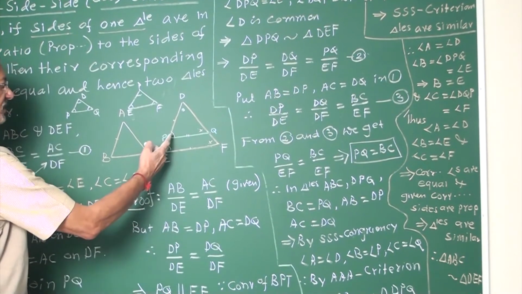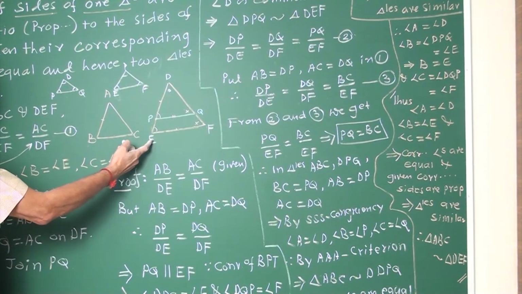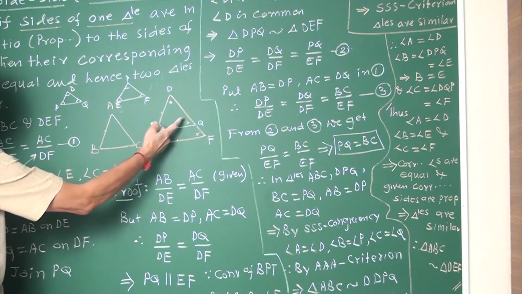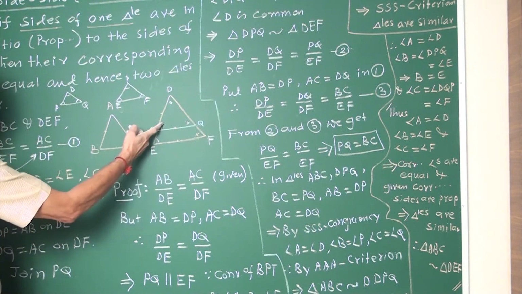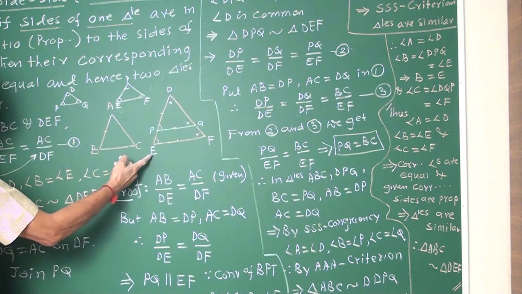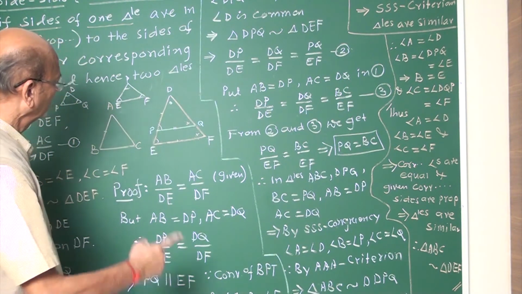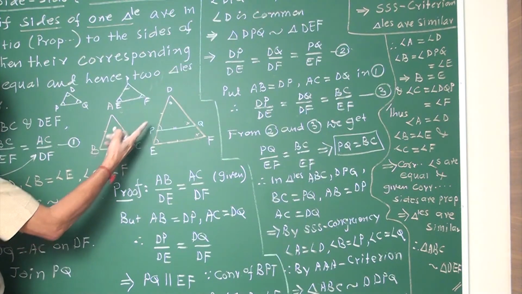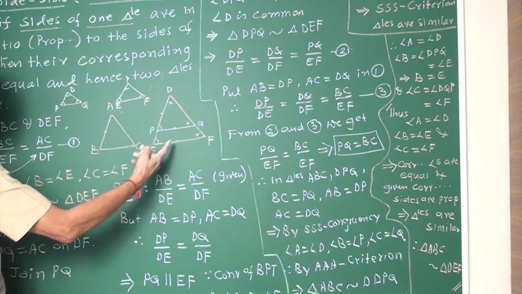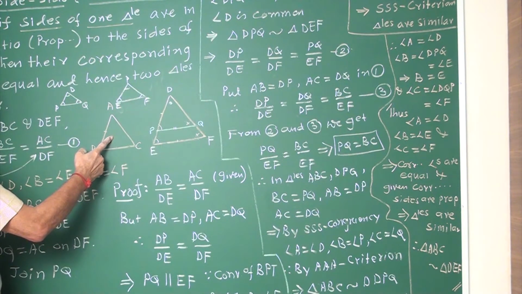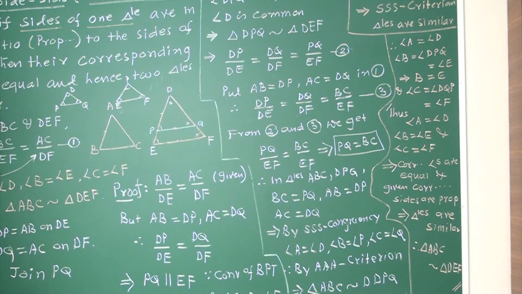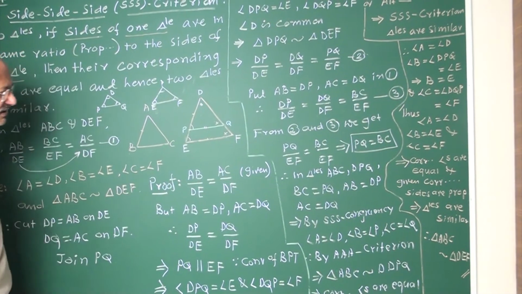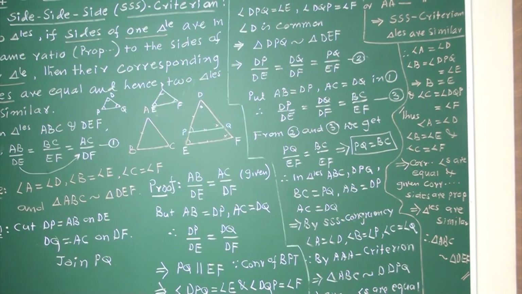But what is this? P is E, hence B equal to E. Q is F, so C equals F. And A equals D. Then, my friends, all the three angles of triangle ABC are equal to the corresponding angles of triangle DEF. Then triple S implies triple A. Combining triple S and triple A and using the definition of similarity, we can say that triangle ABC is similar to triangle DEF.